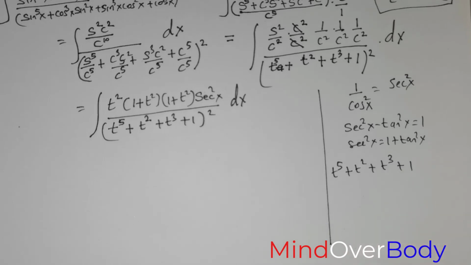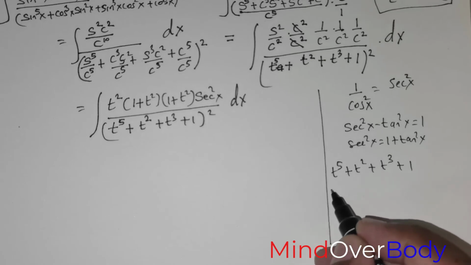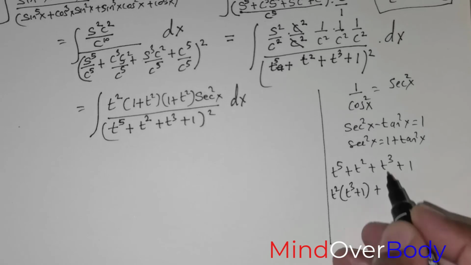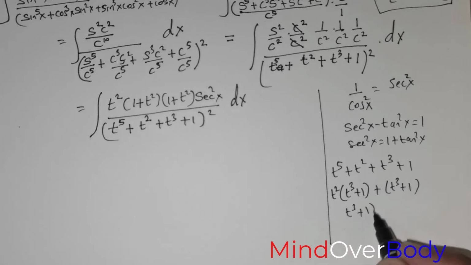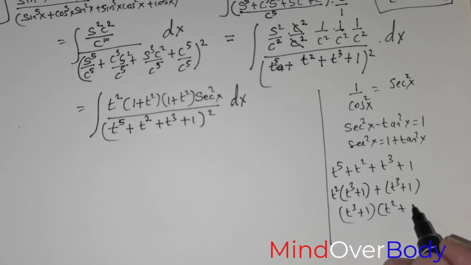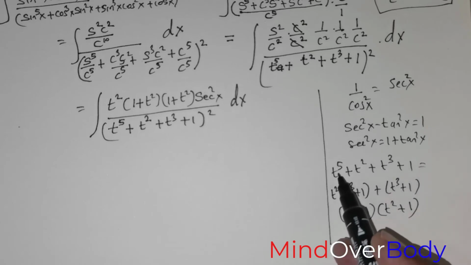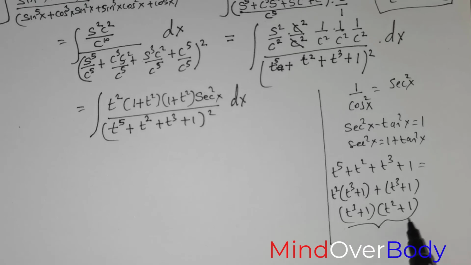Now if I were to take t squared out, this would give me t raised to the power of 3 plus 1, and you've got t raised to the power of 3 plus 1. I can take t raised to the power of 3 plus 1 out, and that would give me t squared plus 1. So I can write t raised to the power of 5 plus t squared plus t raised to the power of 3 plus 1 as t cubed plus 1 times t squared plus 1, right?